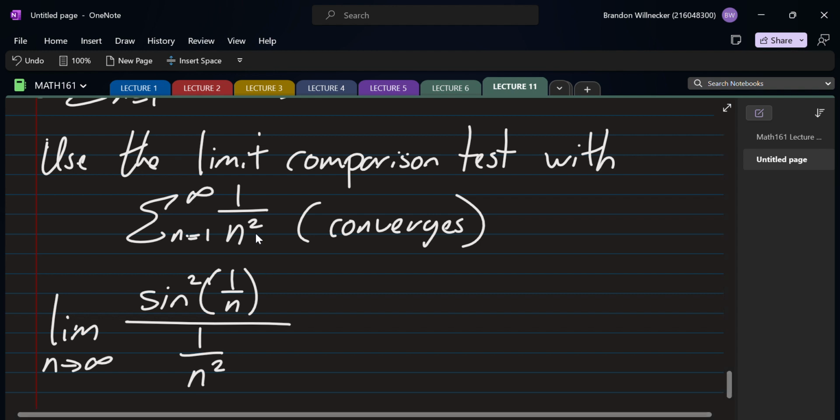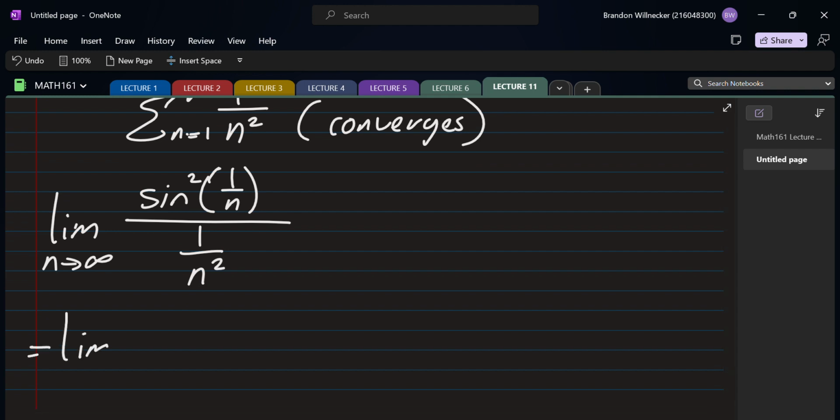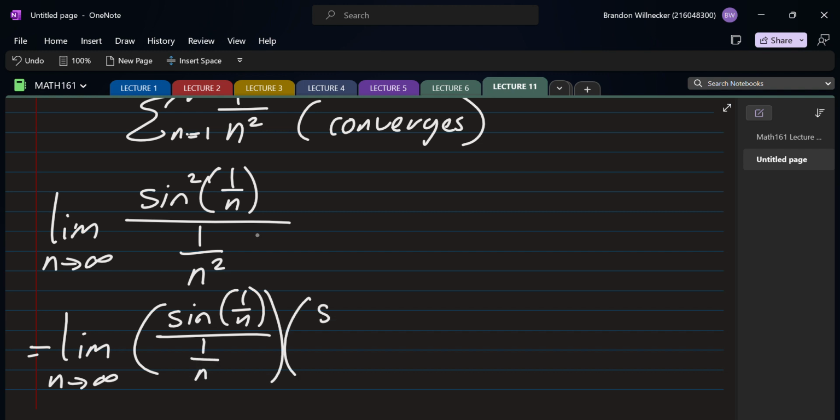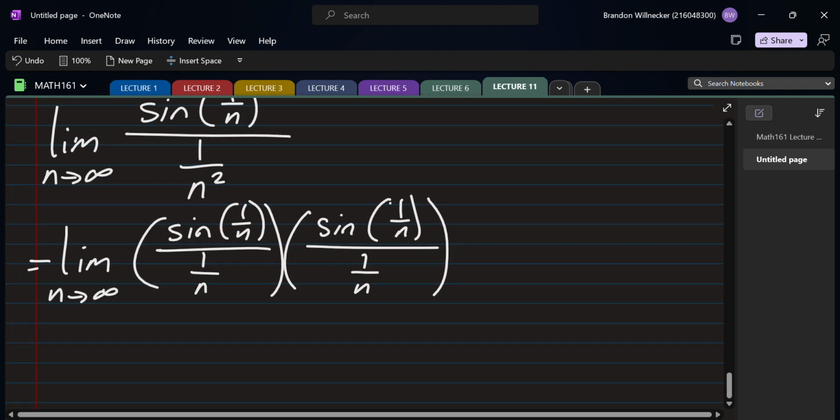Now, why did I choose the 1 over n squared? Well, because we've got the sine squared, we can write this as the limit as n goes to infinity. We can take one of the sine terms and one of the 1 over n terms and write it like this. So it went from being a squared term at the top and a squared term at the bottom to two separate terms in brackets here.